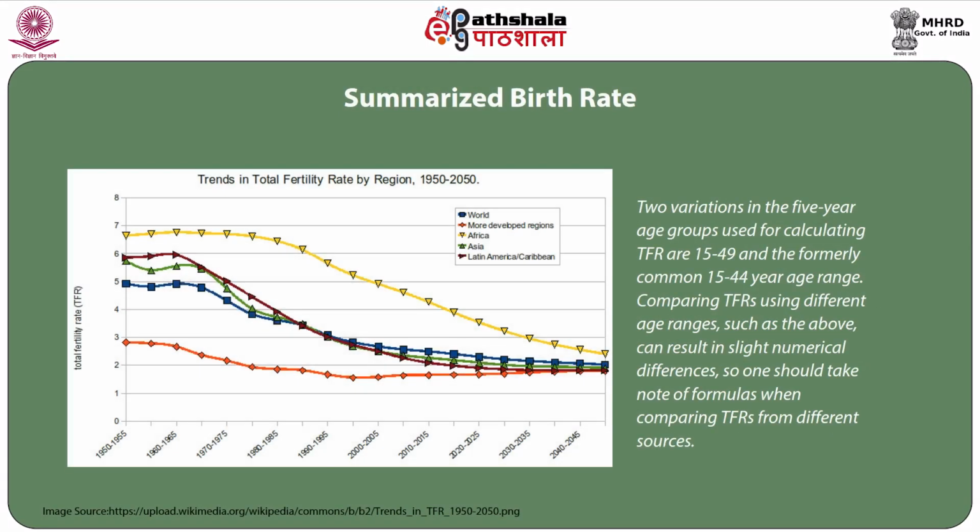Two variations in the 5-year age groups used for calculating total fertility rate are 15 to 49 years and the formerly common 15 to 44 years age range. Comparing total fertility rates by using different age ranges such as the above can result in slight numerical differences. So, one should take note of the formula when comparing TFRs from different sources.